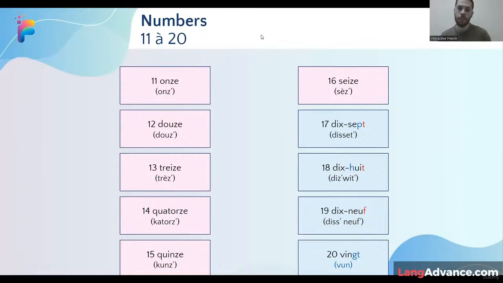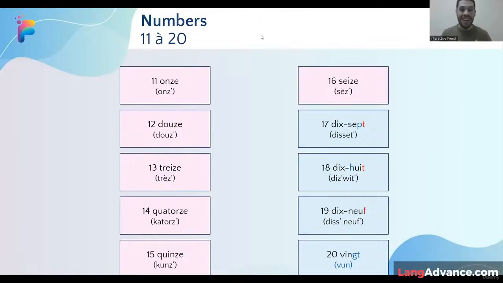All right, next we've got 16, seize. Now, remember, 10 is dix, right? And 7 is sept. So the way we say 17 is basically dix-sept. Again, you pronounce the T, but not the P.